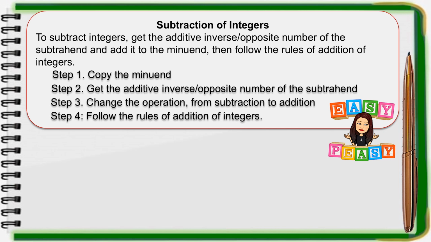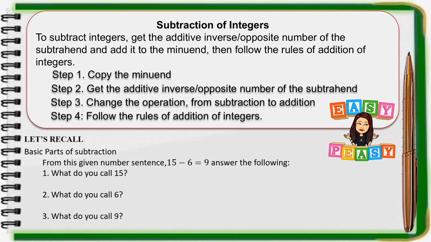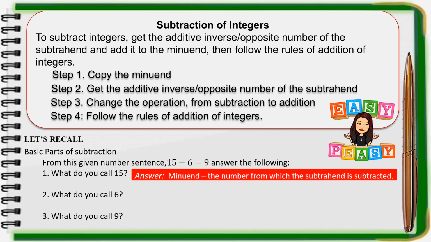Okay, so before we continue, let us recall first the basic parts of subtraction. Okay, from this given number sentence, 15 minus 6 equals 9. Let us answer the following. Question number 1. What do you call 15? Okay, so the answer is minuend. The minuend is the number from which the subtrahend is being subtracted.